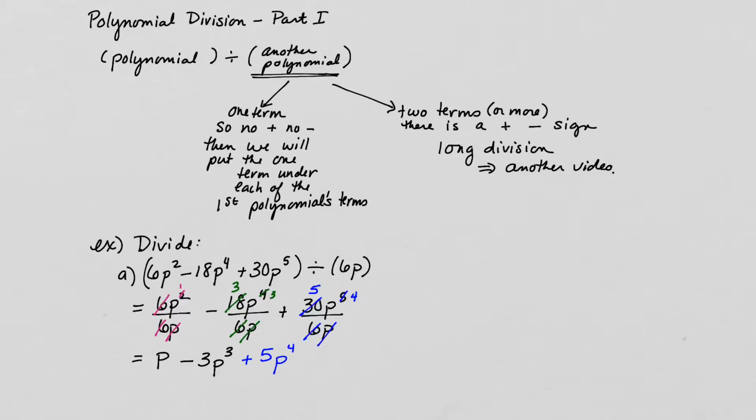So polynomial division by just one term, we just have to put each piece over each of the other ones. Long division, the ones you would need to do long division, it might look something like if you had 6p squared minus 18p to the 4th plus 30p to the 5th divided by, say, p plus 6. So that would be an example where you need to do long division, which we'll go over in the next video. So let's do some more examples of this where you don't have to do the long division.